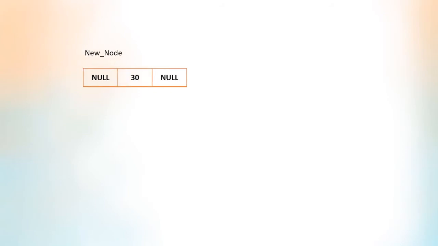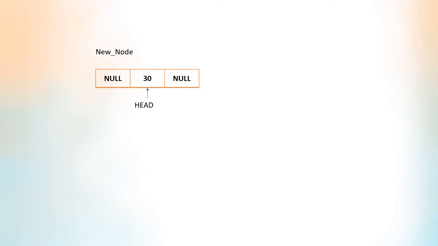Create a new node. The different fields of the new node. Next step is to check whether head is equal to null. If head is equal to null, then this is the first node to be inserted in the doubly linked list. So simply assign head is equal to new node.